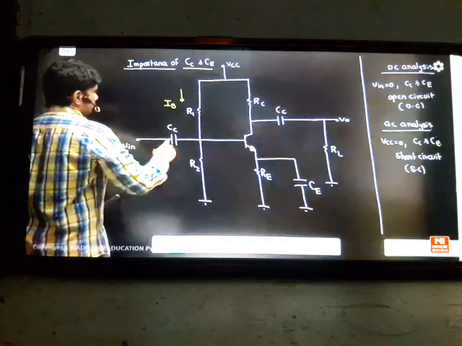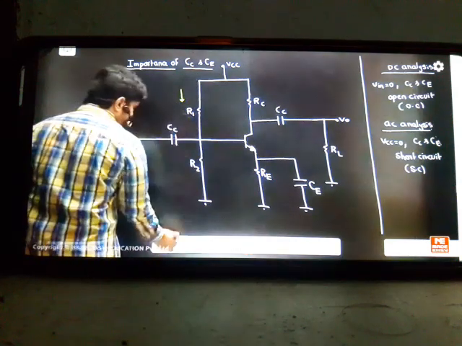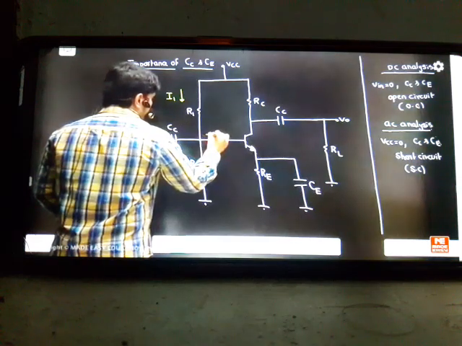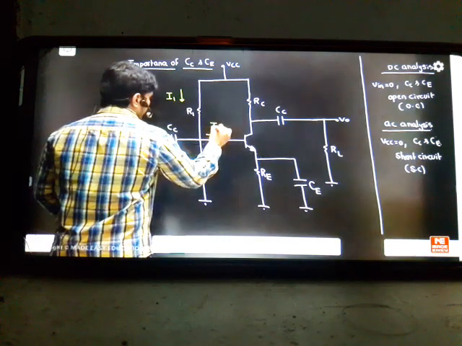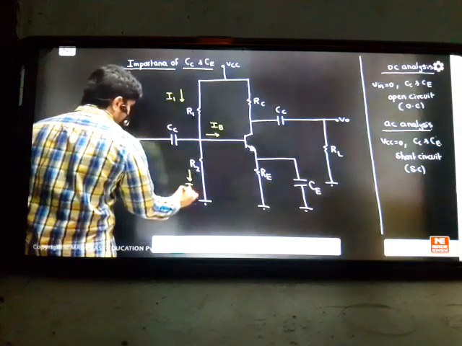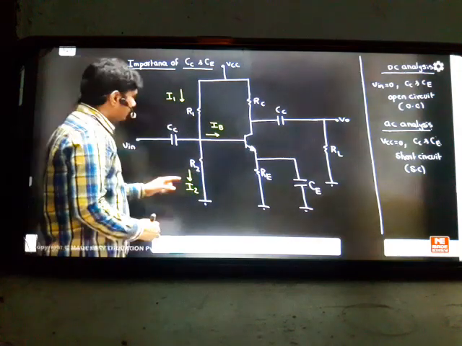Okay, so whatever the current is flowing here is not IB. Sorry, this current will be some I1 current flowing here. This is I1 current. Whenever it comes here to the base side, it will become your IB current. This is your base current. Maybe some current will divide this side. That is your I2 current. Can you see that these are the currents flowing in the circuit?